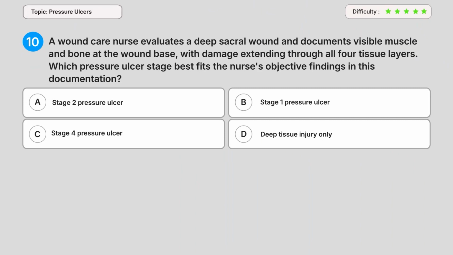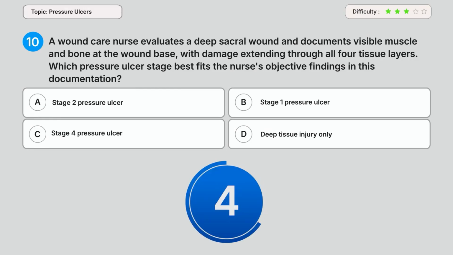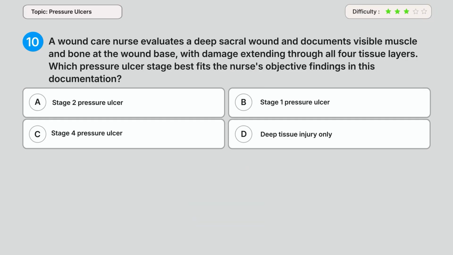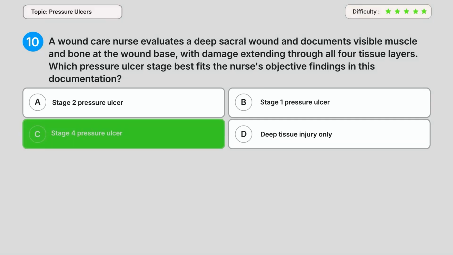A. Stage 2 pressure ulcer. B. Stage 1 pressure ulcer. C. Stage 4 pressure ulcer. D. Deep tissue injury only. Can you guess the answer? Correct answer. C. Stage 4 pressure ulcer.